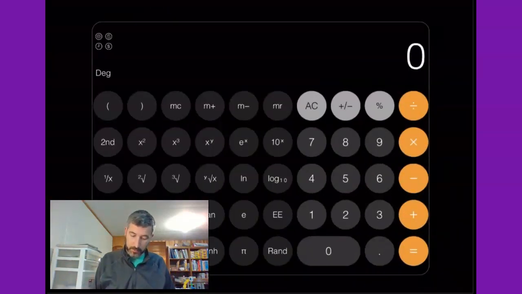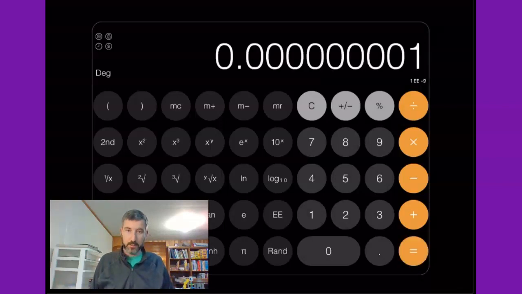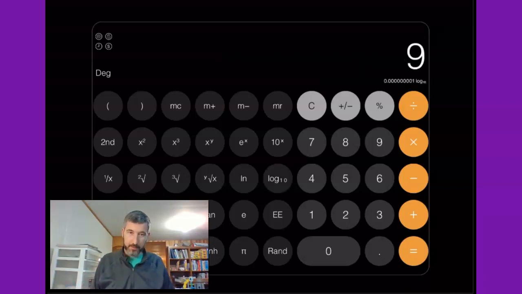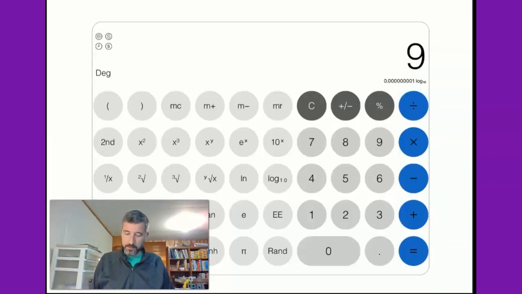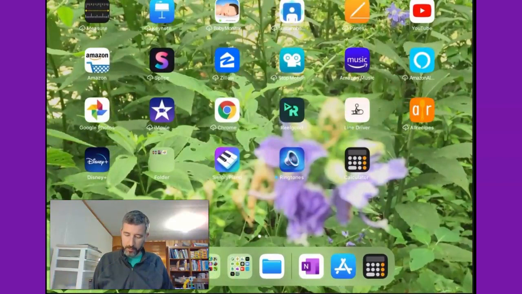All right, so clear out the last problem. I'm going to do 1 EE9 negative. That gives me a really small number, because that's what it is. It's a really small number. And I'm going to hit log base 10 and then just take off the negative sign. And there's my answer. Okay? So that's how to calculate pH from hydronium. Let's look at one more thing here.